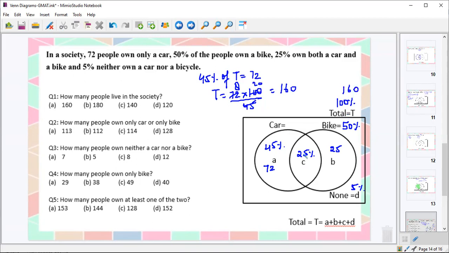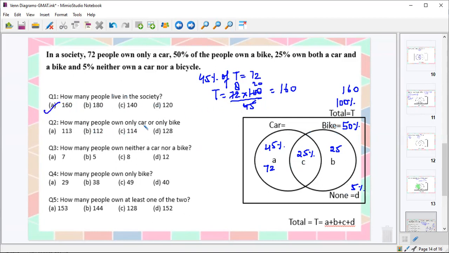Now, do I need to find out the value of A, B, C, D, each of these values? No. Let us first look at the questions, decide what is the total percentage value that we have to find out, and then find the answer to that question. So let's look at the first question. How many people live in the society? So the answer becomes 160. We have already found the value of total.